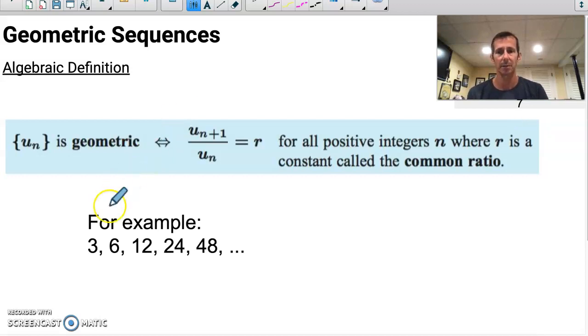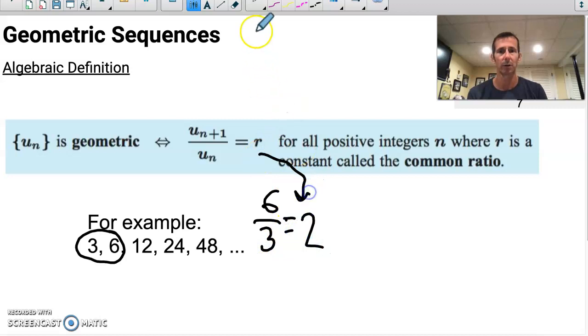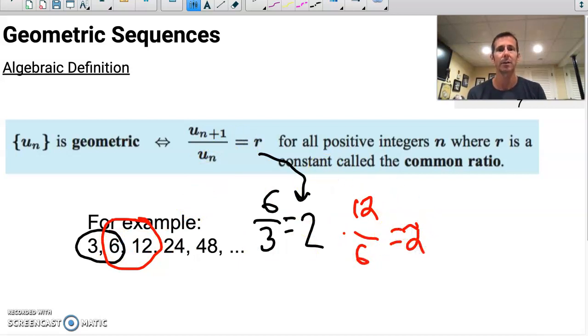For the example 3, 6, 12, 24, 48, if I look at these terms, the 6 is the term that came later, and I divide that by the term that came before it, which is 3, and that equals 2. That is my common ratio. If I look at any pair of consecutive terms, in this red circle case, this would be 12, because that comes later, divided by the one before it, which is 6, and that also equals 2. I could do this with any pair of consecutive terms.